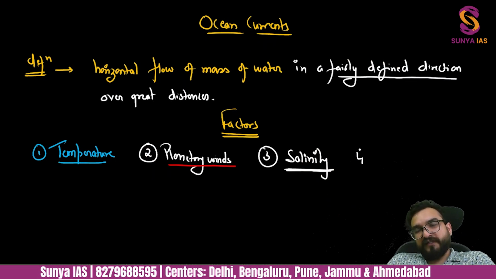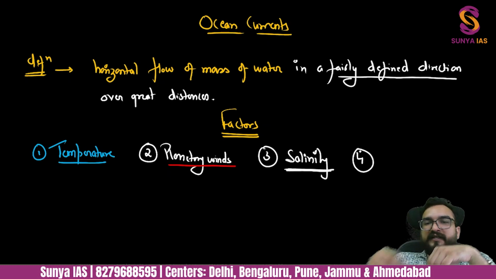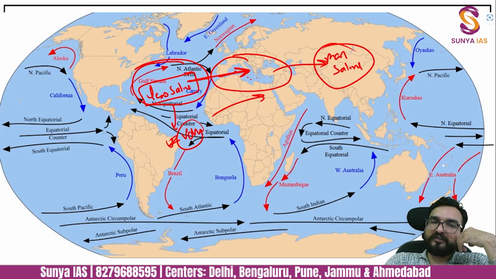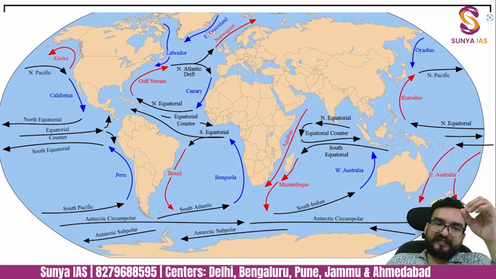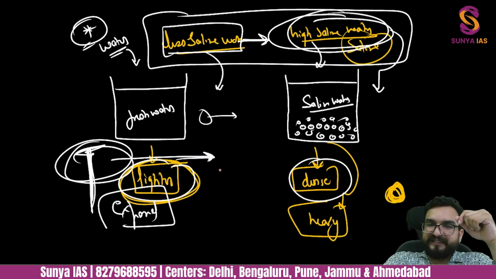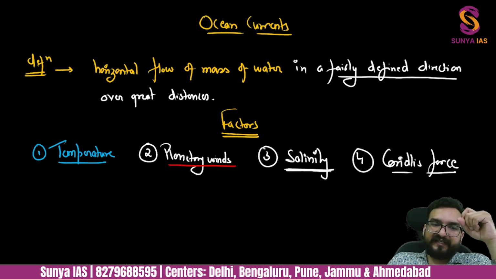One more factor which plays in the direction of these currents is your Coriolis force. Coriolis force is the force developed from the rotation of the earth. In the north, the winds are flowing in the clockwise direction. In the south, they are flowing in the anti-clockwise direction. See this, A, B, clockwise, anti-clockwise. These are important factors. Directly they can ask you.